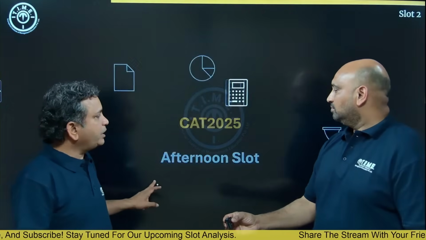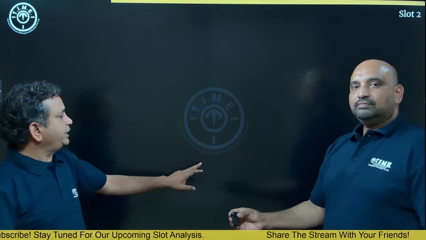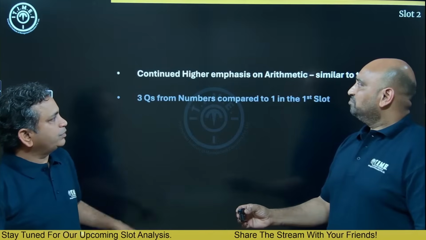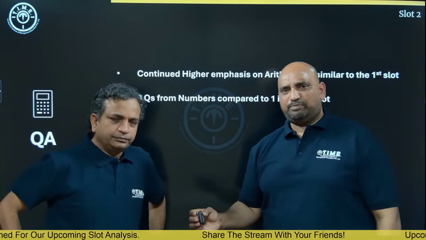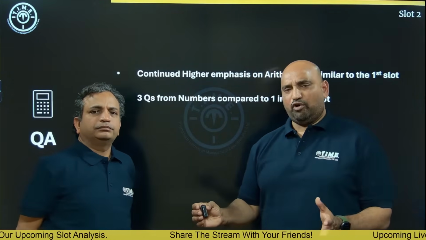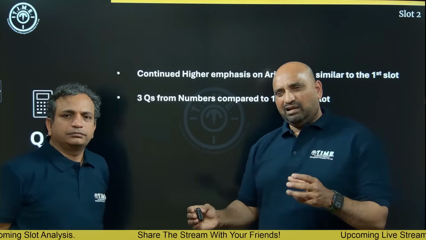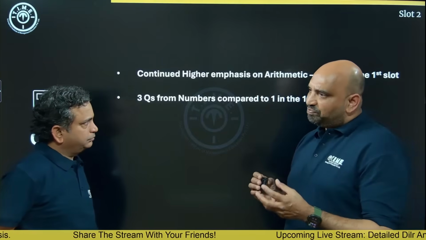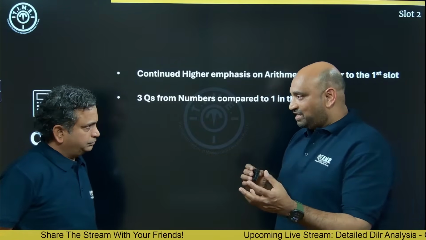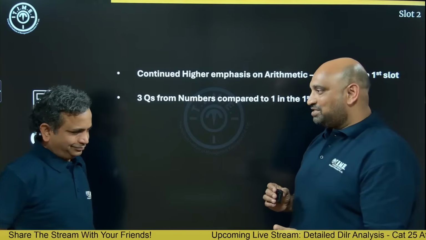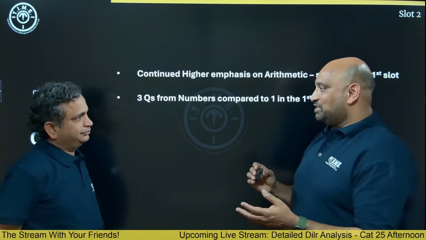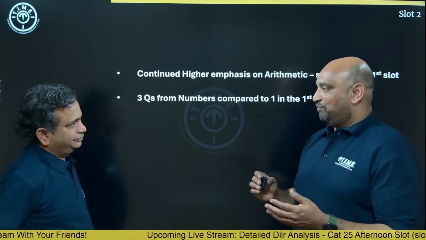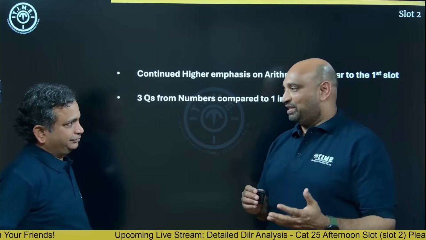Let's now look at what Quant has in store for the CAT takers today. So Sai, what would you say about Quant? It was not very different from slot 1. By the compositional aspects, you found that some of the areas were a little better represented, for example, an area like numbers. And geometry was there with 3 questions, and that would have delighted a lot of people who are strong with their geometry basics.